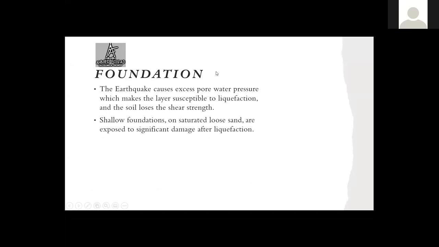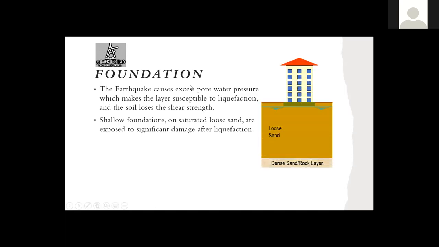One of the solutions is using a shallow foundation, but the problem with the shallow foundation is that it will transfer the load to the liquefiable layer, which will expose the foundation and the building to significant settlement due to liquefaction. So if we have a building, as we can see, located on top of the ground, and we have a water level, and this water level is in the loose sand layer. During the earthquake, the water starts to propagate and this structure will settle.